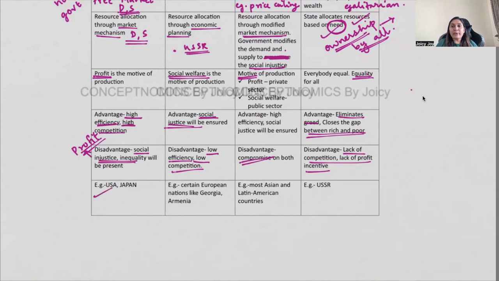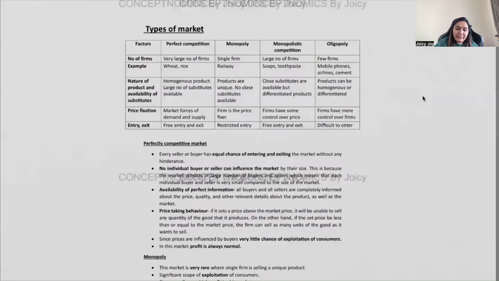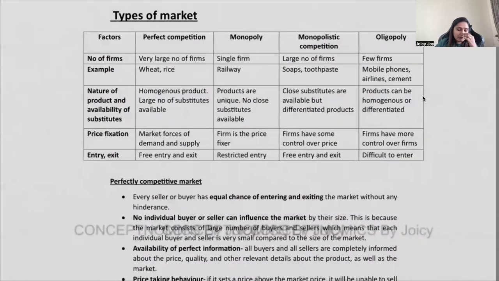So these are the 4 important types of economic system. Next, we have types of market. There are many different types of market, but we will be dealing with the 4 most important types of market.